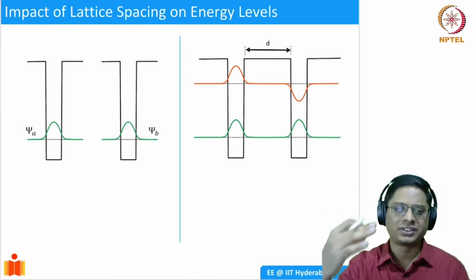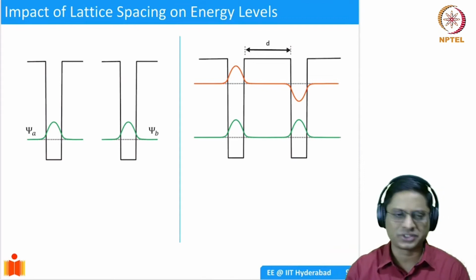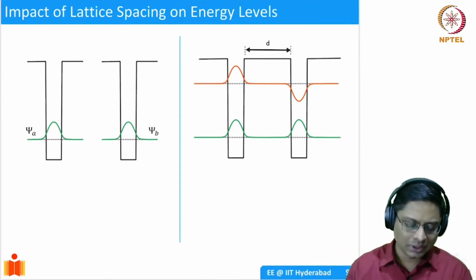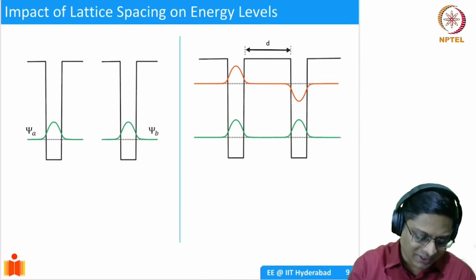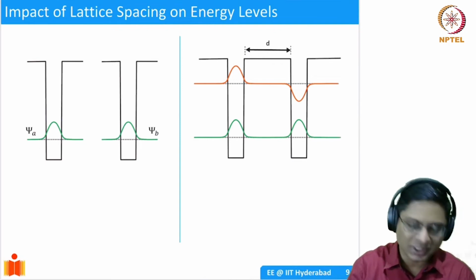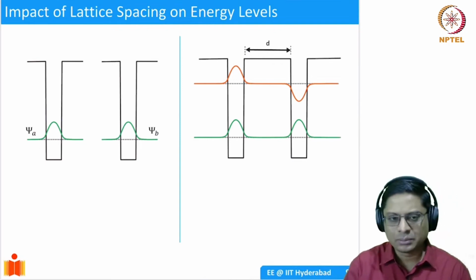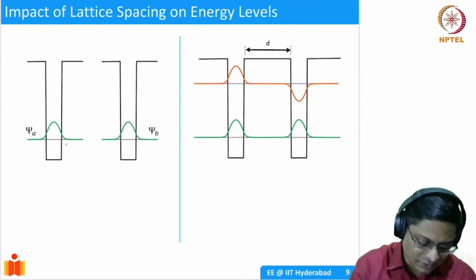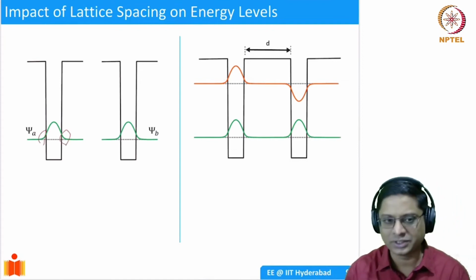I'm only showing you one particular state. It can have many states, right? But I'm showing the ground state, the first state. So you saw that you will have maximum probability of finding an electron in the well, but then there is some small leakage of the wave function into the barrier regions, right? This is what we saw.